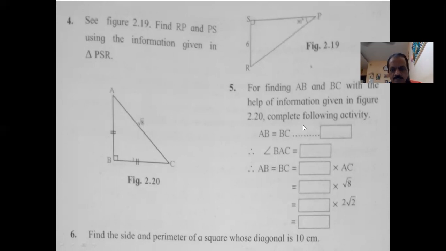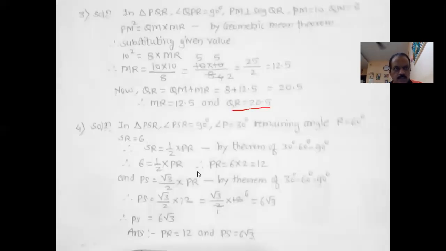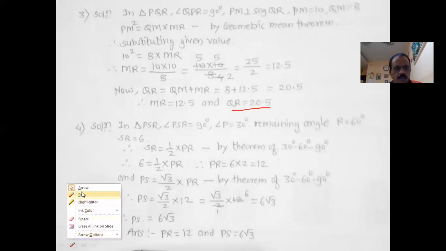Now we solve this example. In triangle PSR, angle PSR is equal to 90 degrees, whereas angle P is equal to 30 degrees, so the remaining angle of that triangle, R, is equal to 60 degrees. Now the segment SR is given as 6.